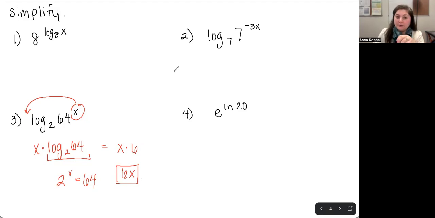Okay, if that was too quick, go back, rewind, slow me down, re-listen, and then come back and we'll do number 2 together. Okay, so let's take a look at number 2.